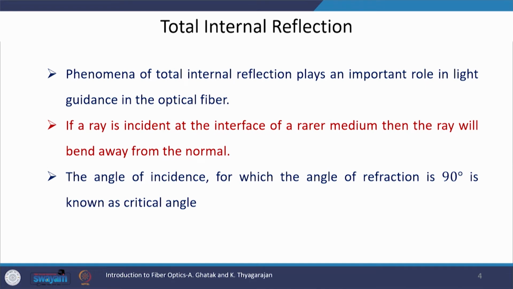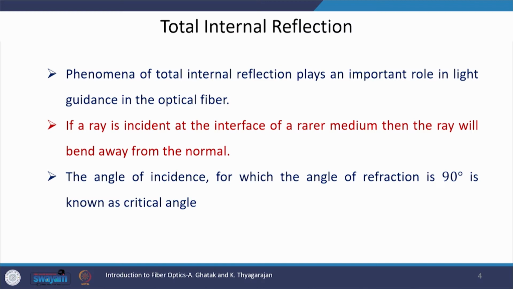Now, the mechanism which enables an optical fiber to guide light is total internal reflection, and this phenomenon therefore plays an important role in light guidance. We know what total internal reflection is. If a ray is incident at the interface of a rarer medium, then the ray will bend away from the normal. This is the usual refraction which we know.